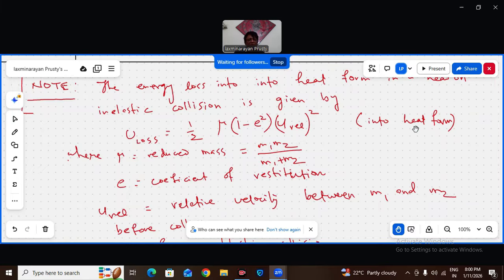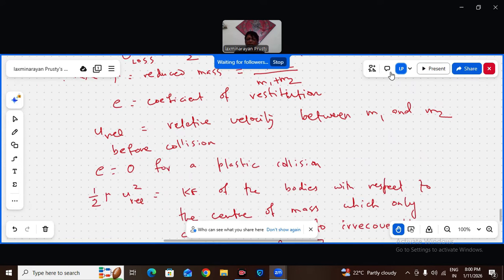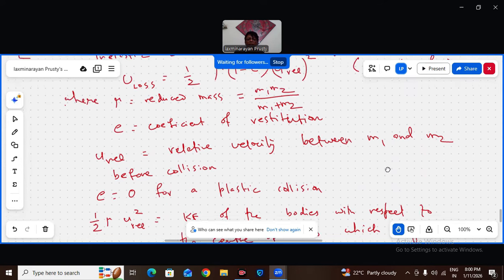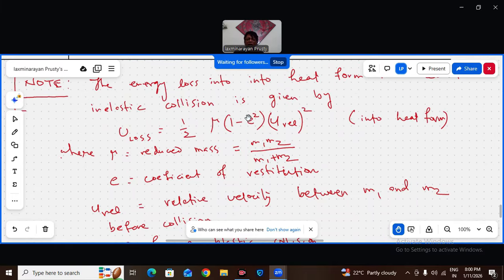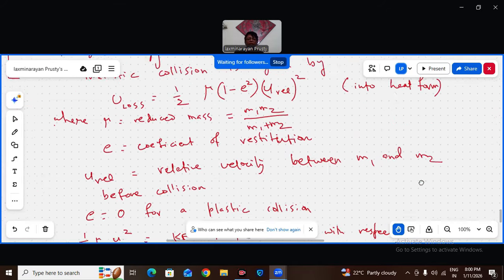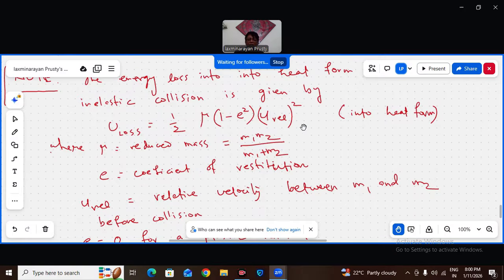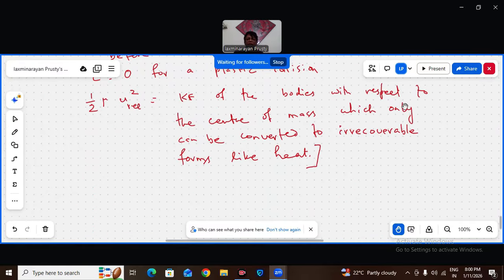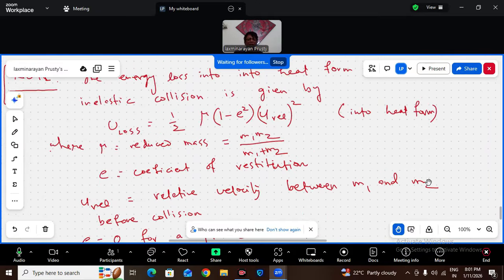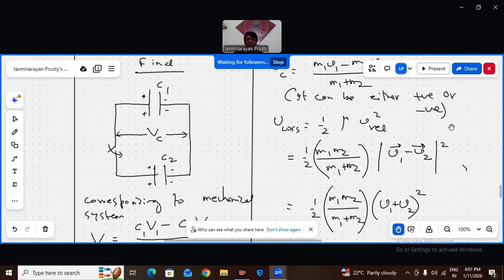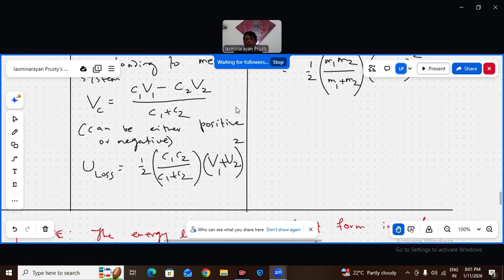It is irrecoverable, maybe some part going into sound and all this. So e is equal to 0 for a plastic collision, a perfectly inelastic collision, a completely inelastic collision. Charging a capacitor corresponds to a perfectly inelastic collision. So e has been taken as 0, and half mu into U relative square is the loss. That's what I have used in all three cases. In all three cases, it is a perfectly inelastic collision equivalence for the mechanical and electrical systems.